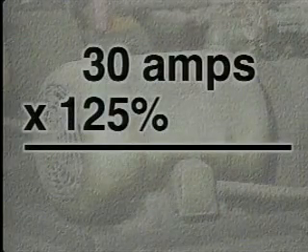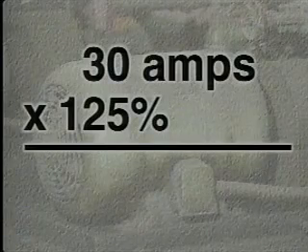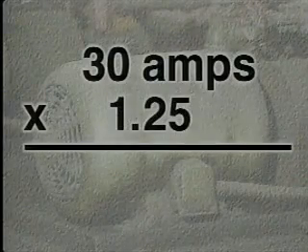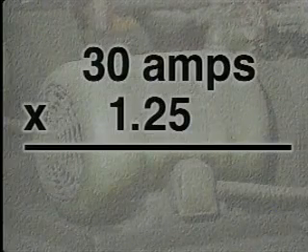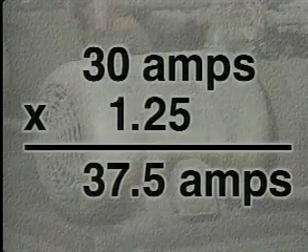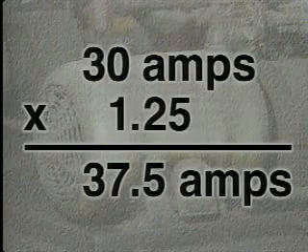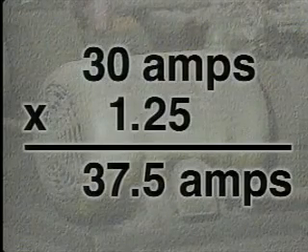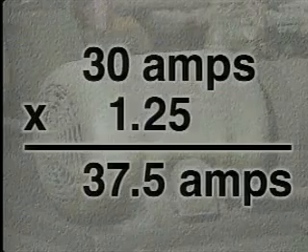To find out how much current that is, we'll start by changing 125% to a decimal. Then we multiply 30 amps by 1.25 and get a total of 37.5 amps. So a conductor in this circuit should have an allowable ampacity rating of at least 37.5 amps.